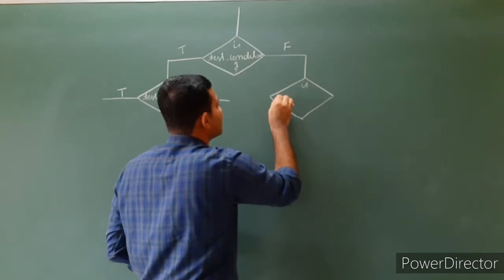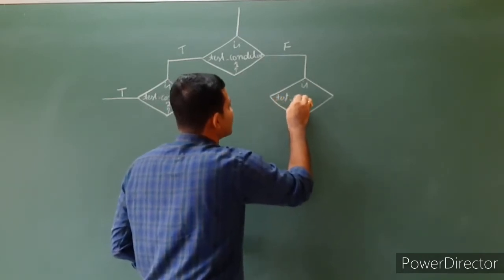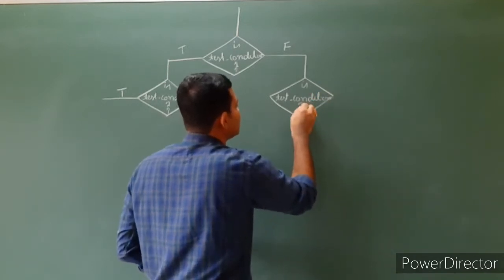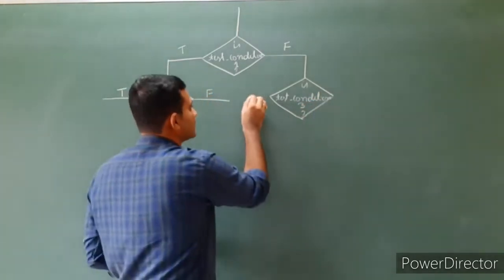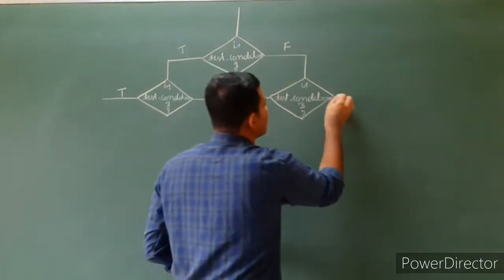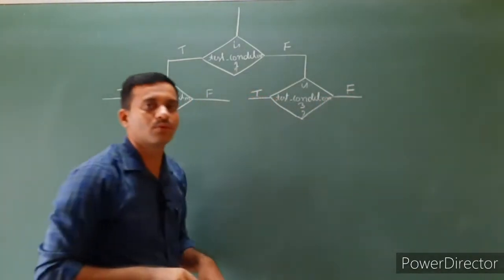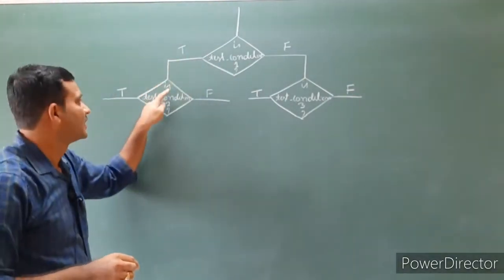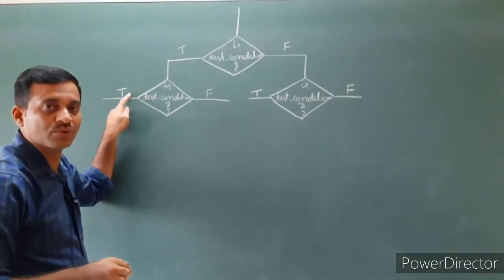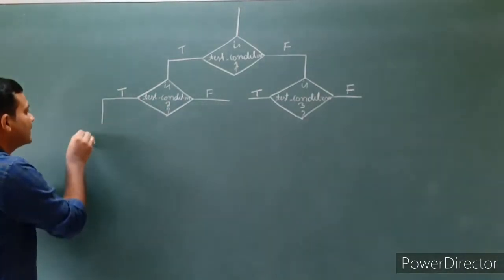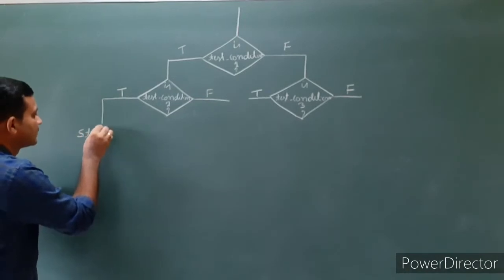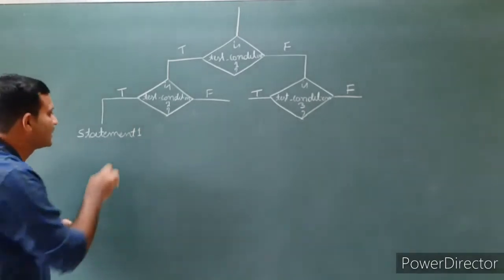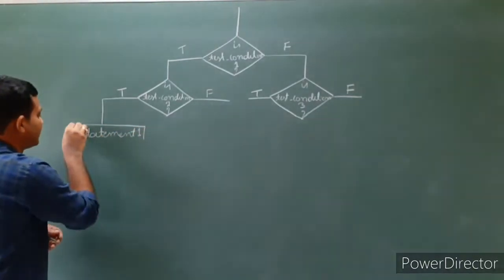Is test condition 3? So test condition 3 also has a true part and a false part. If test condition 1 is true and test condition 2 is also true, then statement 1 is selected. Statement 1 is selected for execution.